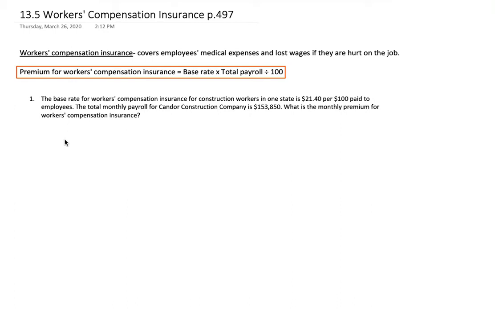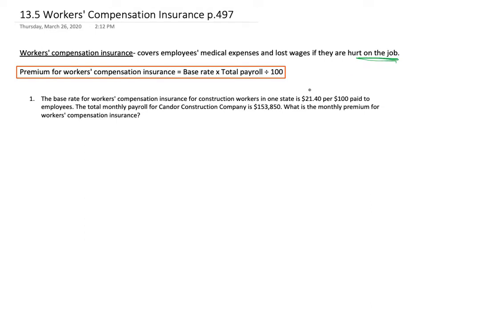13.5, workers' compensation insurance. I'm on page 497. You probably have heard of workers' comp, as it's usually shortened to. Workers' compensation insurance is defined as an insurance that covers employees' medical expenses and lost wages if they are hurt on the job. Okay, and that's the key word, if they're hurt on the job.